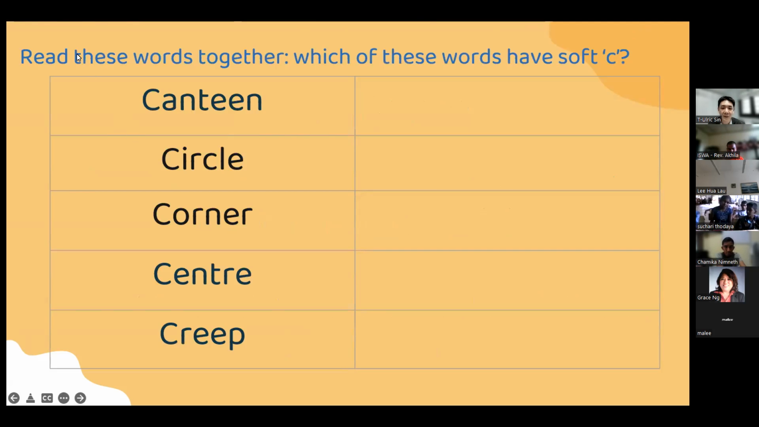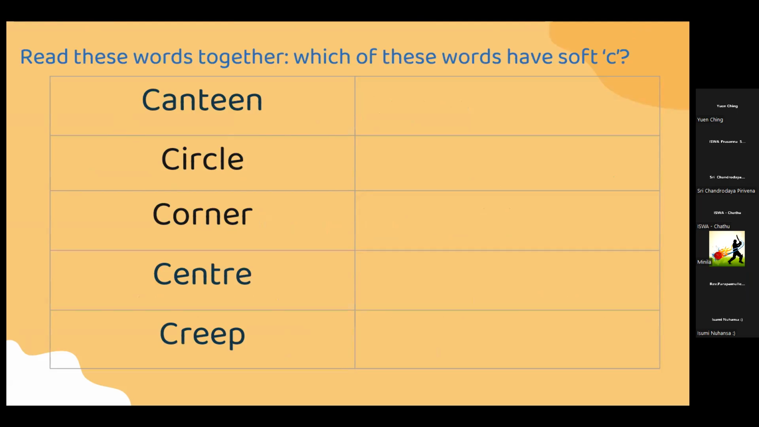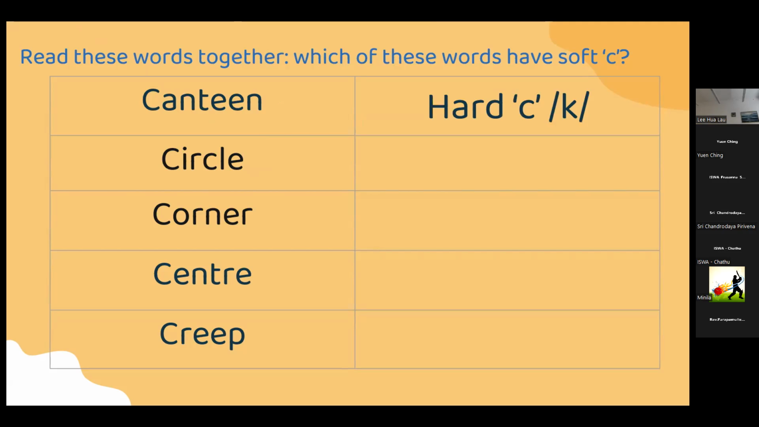Okay, you see the words on the screen, everyone. So I need a volunteer. Can you tell me the first word, canteen? Is it a hard C or a soft C? Hard C. Yes. So how do you say the word? Canteen. All right, that's good. Because it's a K. You don't say it with a soft C. So it's canteen. So the next word, circle.